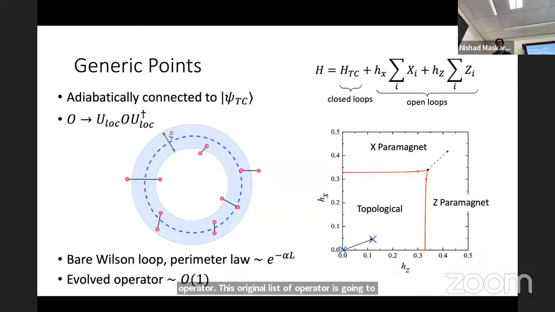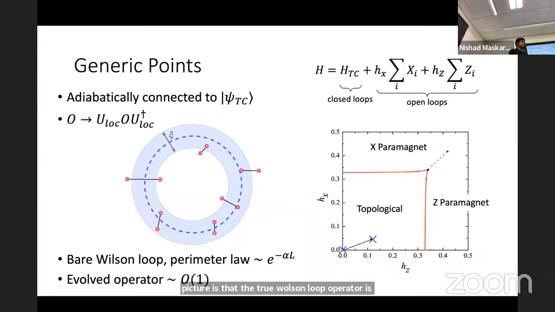So there's two complementary pictures of thinking about this. One of these pictures tells us that when I apply this finite depth local unitary, I create a finite density of virtual anyon fluctuations. If these anyon fluctuations cross my loop, they'll flip its value and scramble it. And the probability that they can flip the loop scales with the perimeter of the loop.